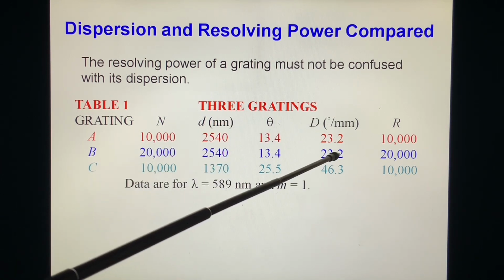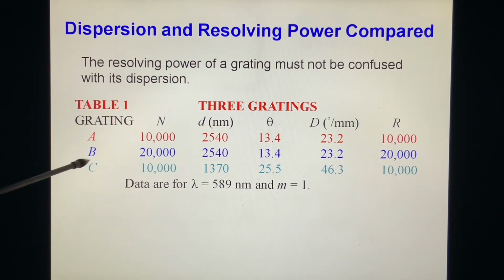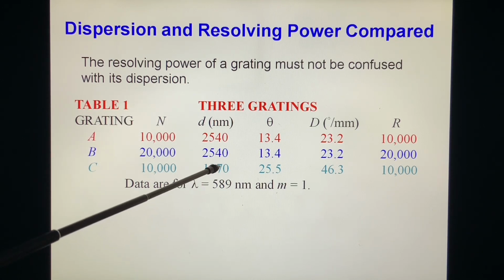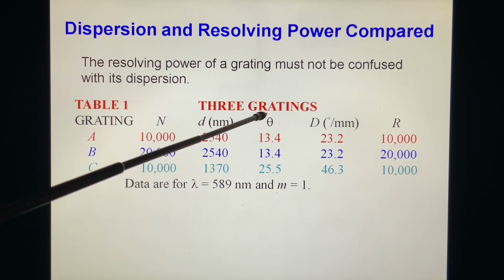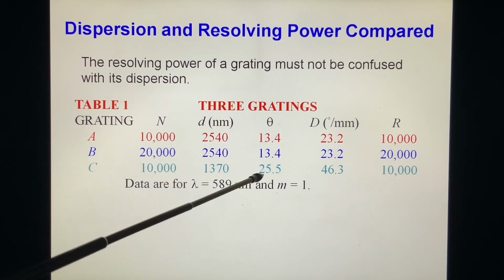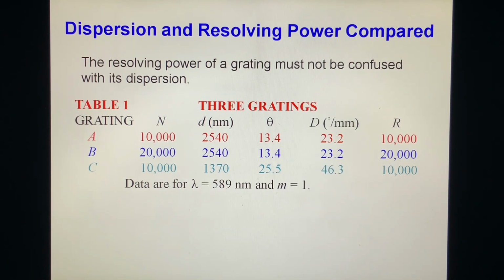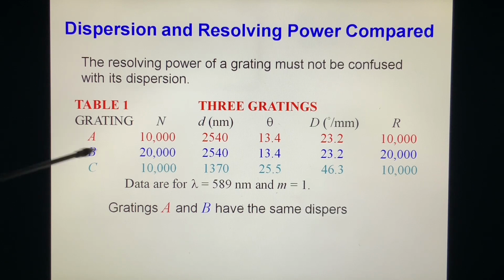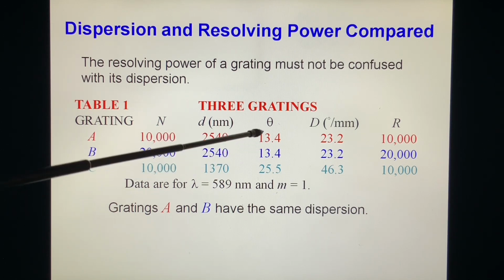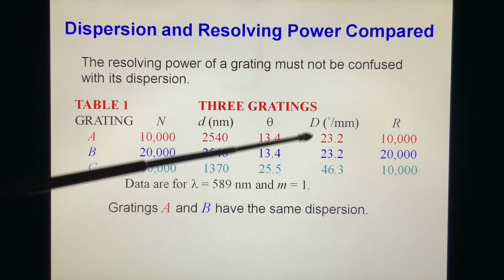Grating C has N equal to 10,000, the same as A, but the separation is different. It is smaller. So the first maximum angle is different, 25.5 degrees. We compare these three and find out: A and B have the same separation, so d is the same.